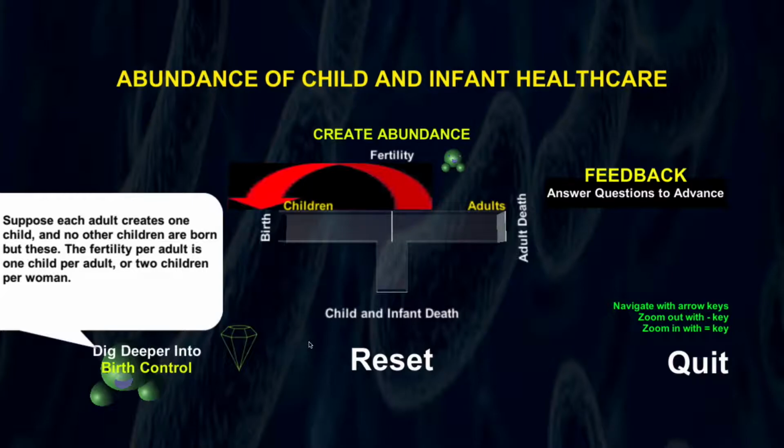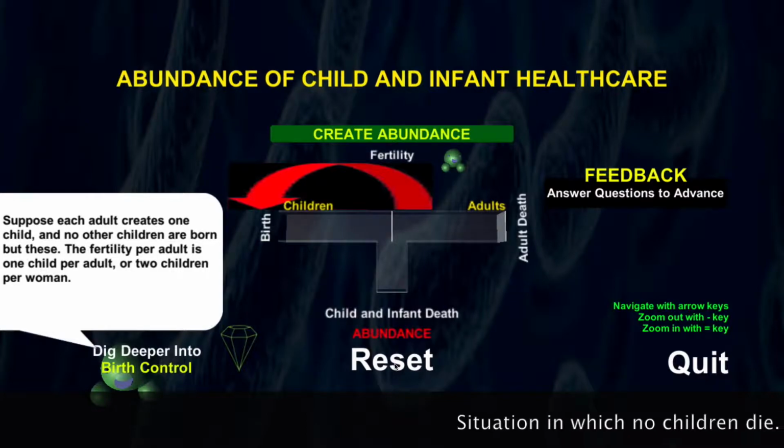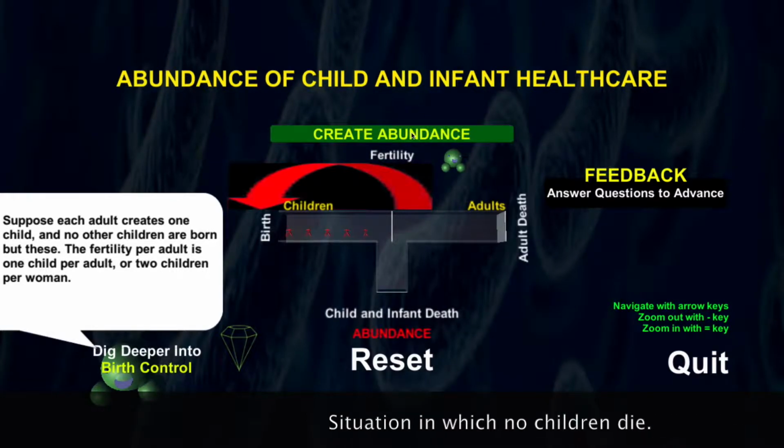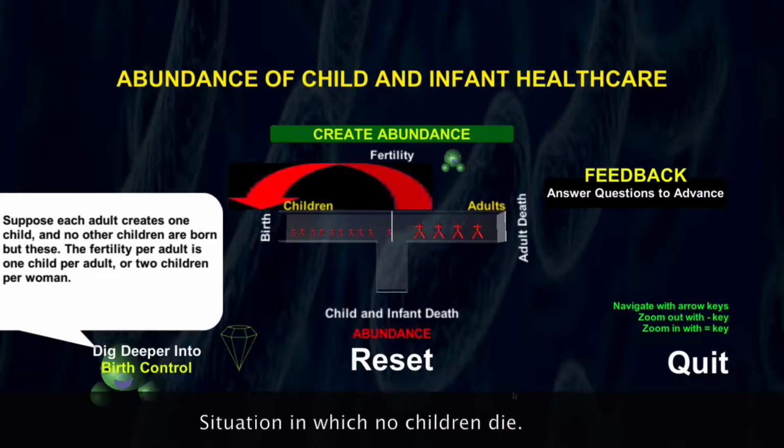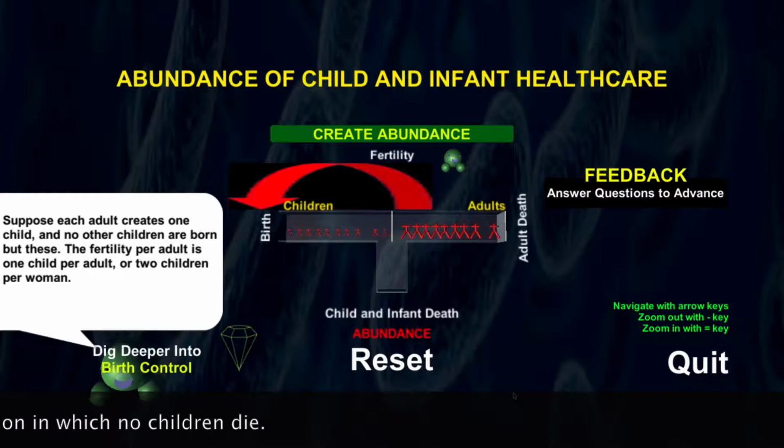Well, let's look at the situation where no children die. Every child becomes an adult, and every child as an adult has an opportunity to create a new child. So let's just do that. Let me reset it and create the abundance. Now every child becomes an adult, and each adult procreates. And we see here that this population is not decreasing. In fact, it's quite steady. It's not increasing, it's not decreasing. It's an exact steady state.